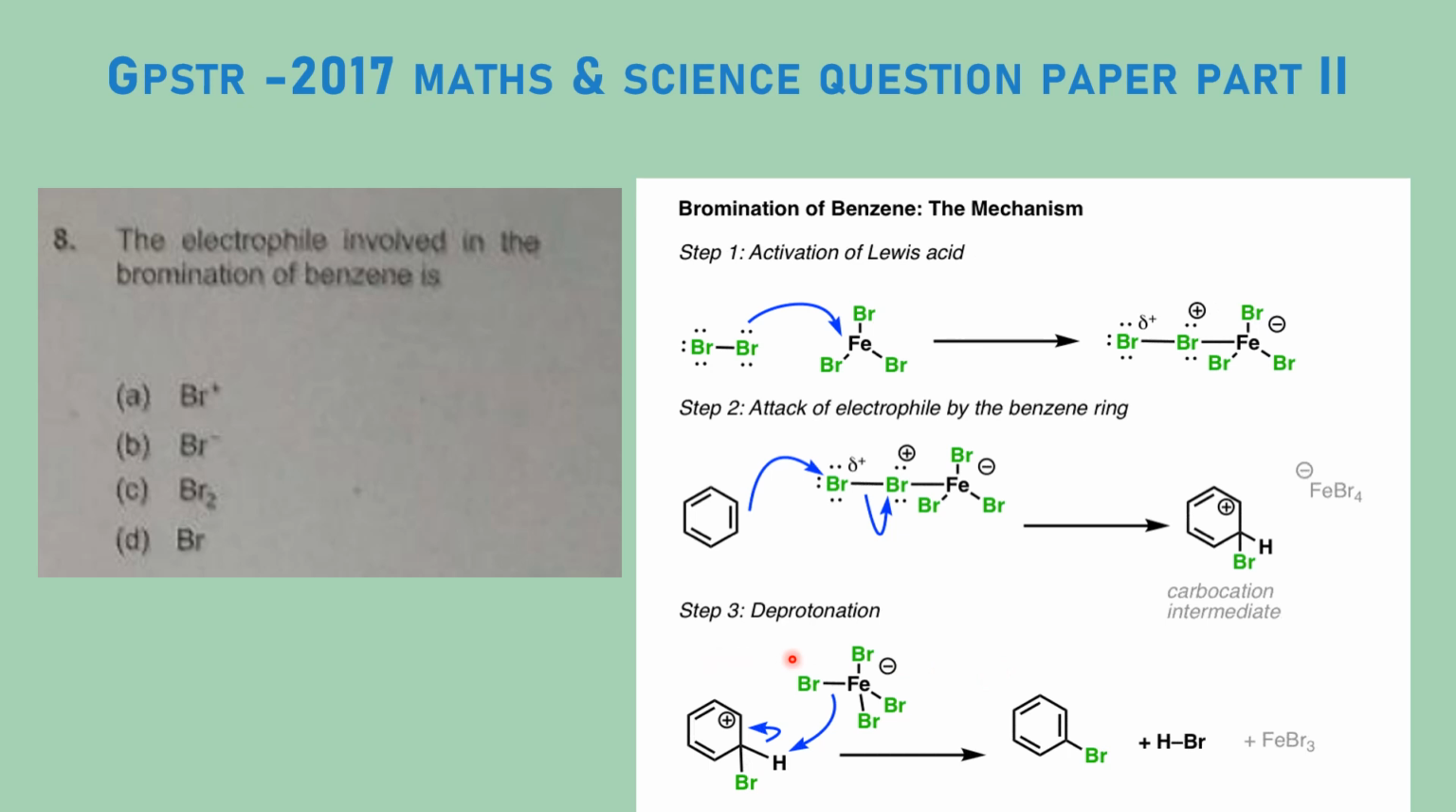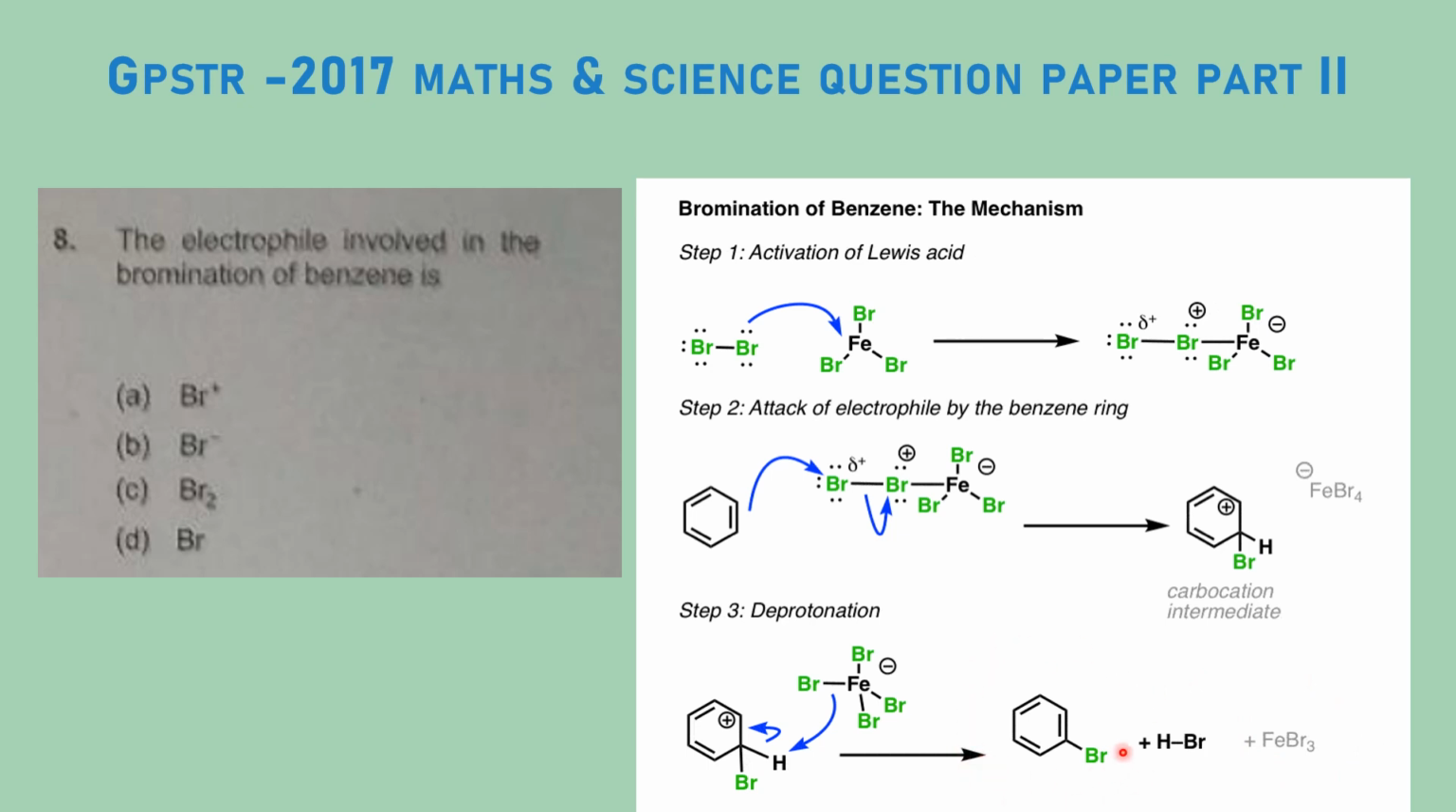The last step is deprotonation, which is nothing but removal of hydrogen. This hydrogen gets detached from the carbocation intermediate, then forms a bond with the bromine atom, and you get HBr. Finally you get the catalyst as it is. In the beginning I told you the catalyst helps the reaction. After the interaction you get the catalyst back, FeBr3.